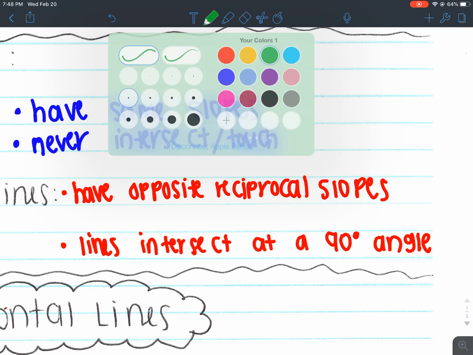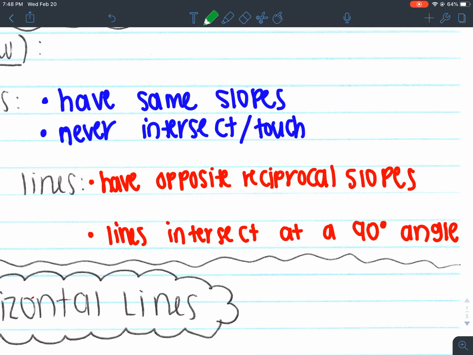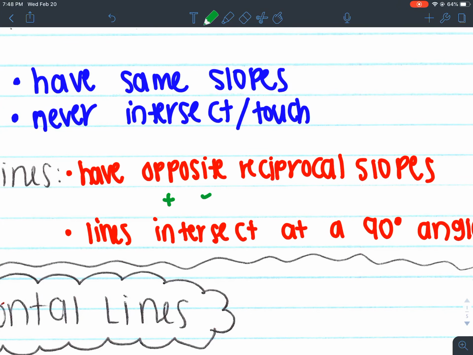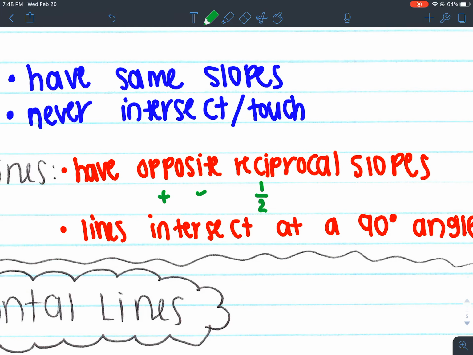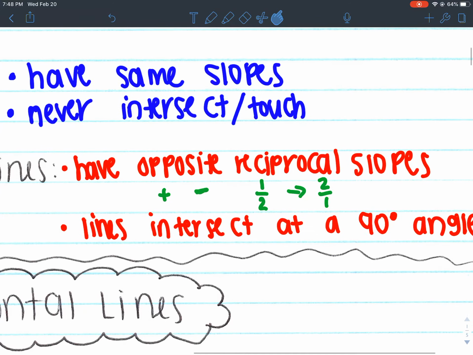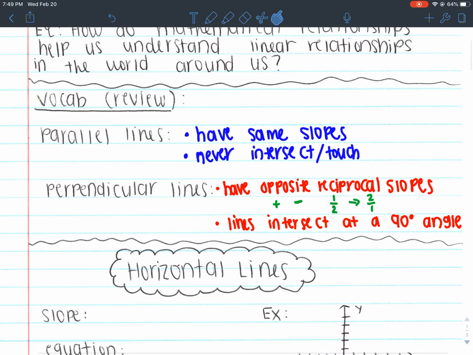Okay? And just to remind you what opposite reciprocal slopes means, opposite is talking about our signs. So if one slope is positive, then the other one has to be negative. And then reciprocal means we flip that fraction. So if we had a slope of positive 1 over 2, we're going to flip the fraction, and now it's going to be negative 2 over 1. So you're either going to have one positive, one negative slope, and then one of your fractions will be regular and the other one will be flipped around. And that's just a review.